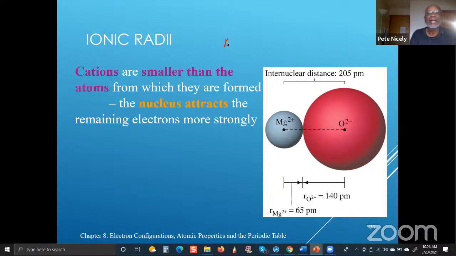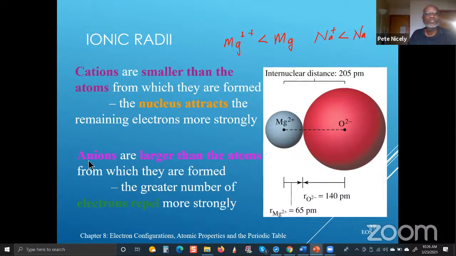So therefore the magnesium ion would be smaller in size compared to the magnesium atom. The sodium ion would be smaller compared to the size of the sodium atom, and so on and so forth, all right? When it comes to anions, the opposite is true. What you'll find is that the anions will be larger in size compared to the atoms from which they're formed.